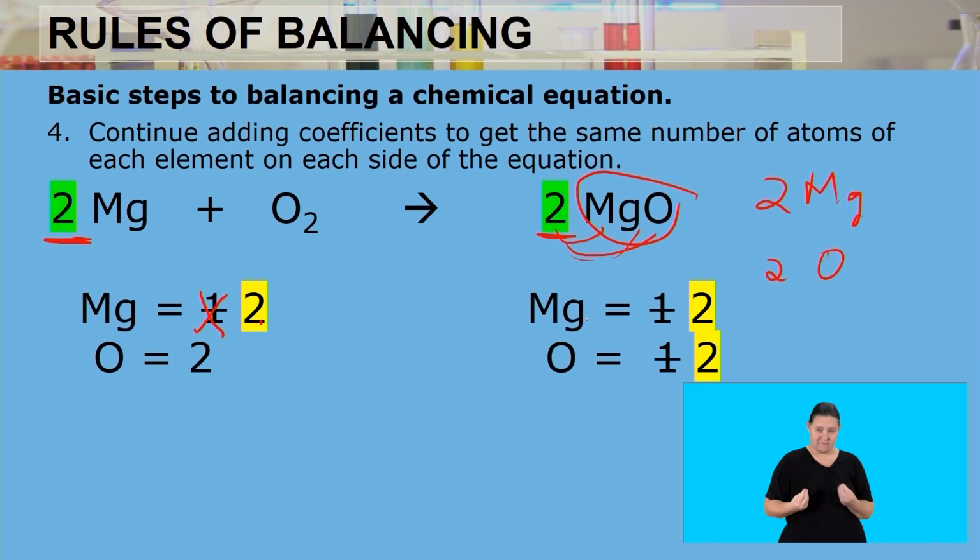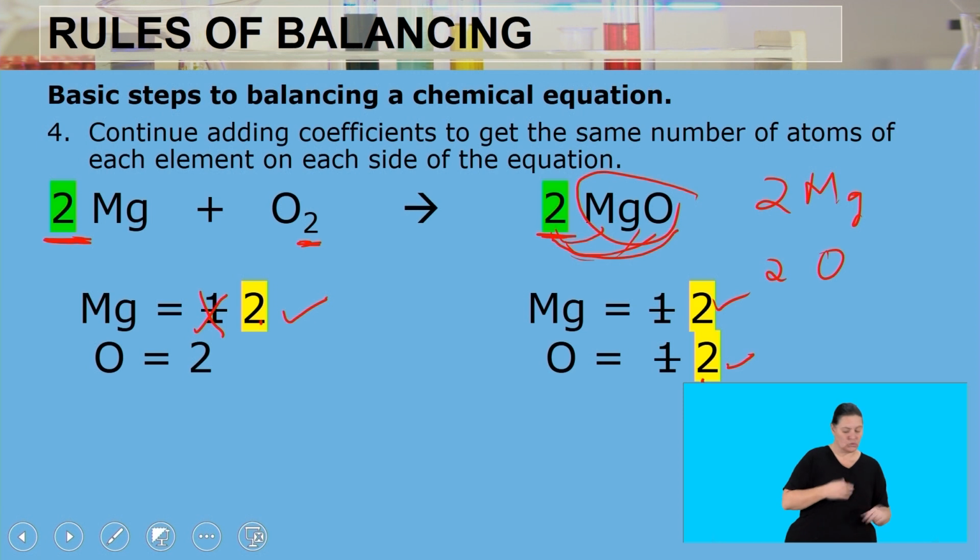So now that we have 2 magnesium, the magnesiums are balanced. Oxygen, there's 2 of them, and this 2 times the 1 gives us the 2, so we have 2 oxygen on either side. By doing that, we can safely say that our equation is now finally balanced. So what do?